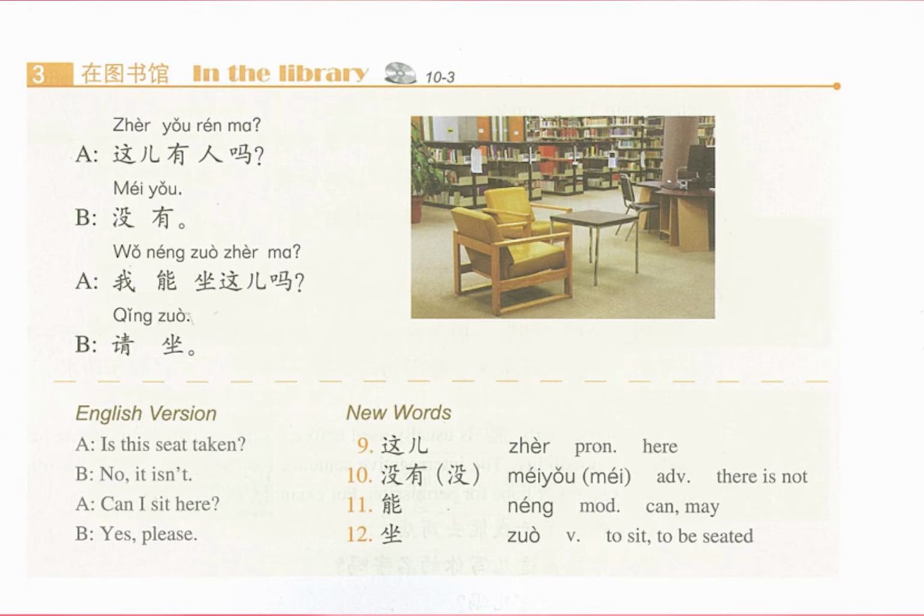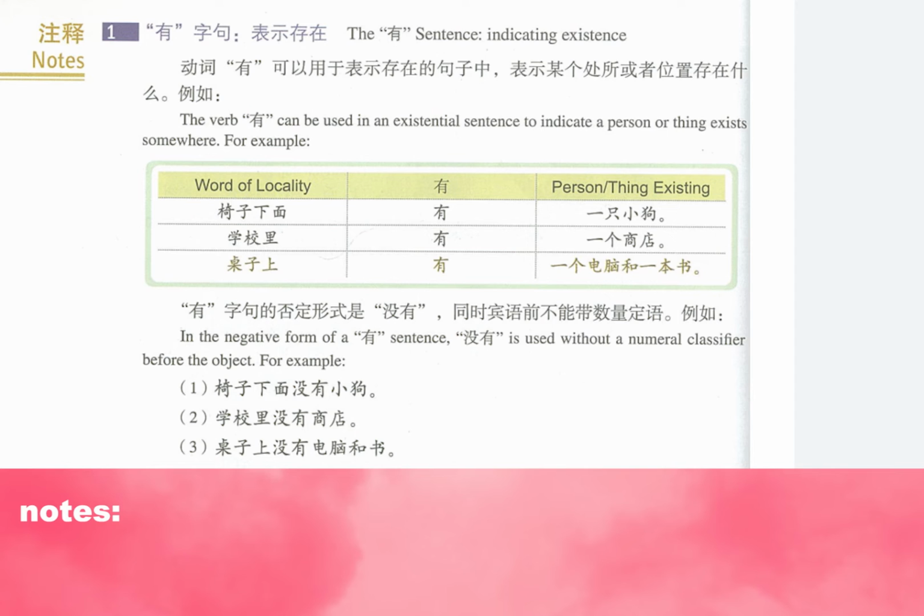做 Now I'm just going to read the conversation again, and if you want to practice your fluency or your speed, please follow me to read and see if you can follow my pace. Let's get started. 这儿有人吗？没有。我能坐这儿吗？请坐。Alright, let's look at the notes part, and this could be the grammar part you have to learn in this lesson. Let's look at note number 1.